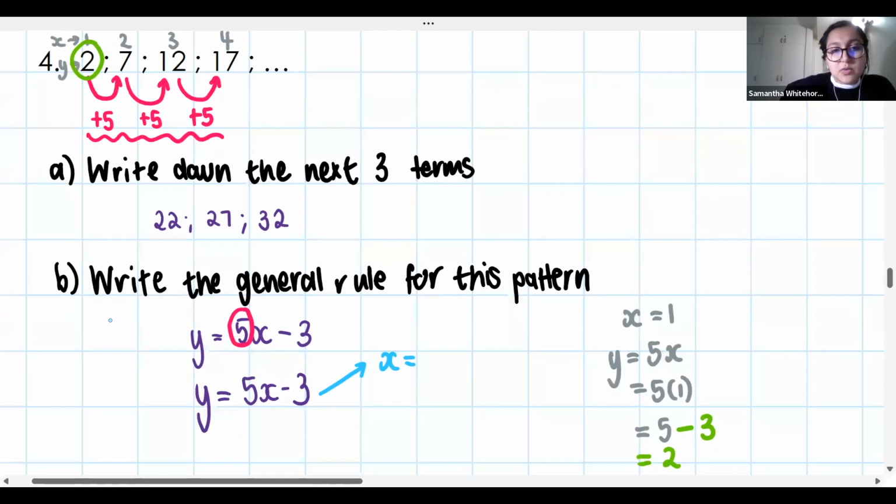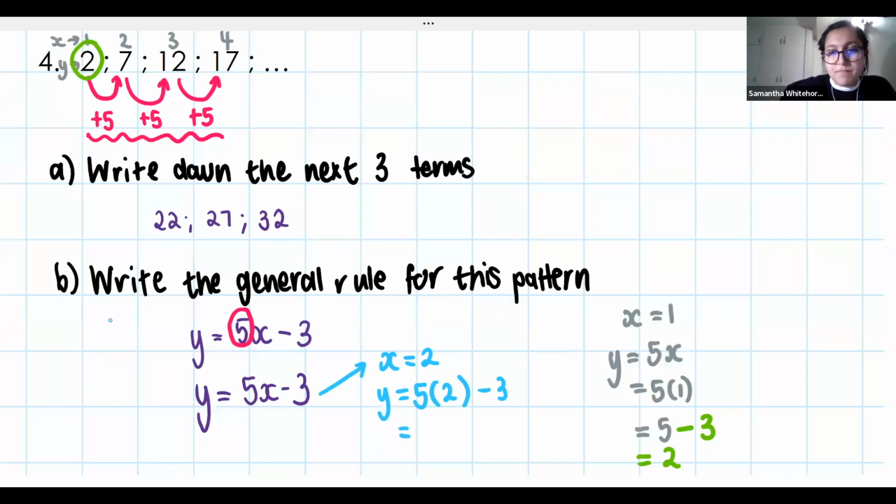So if we go to the next one, x equals 2, we want an output of 7. So y is equal to 5 times 2 minus 3. 5 times 2 is 10, and 10 minus 3 is 7. That's what we wanted. So once we've got our rule, we just double check ourselves, make sure that we're on the right track. But remember, a rule is not something that should be scary or hard to deal with. Once you know what your pattern is, you build your rule from there.